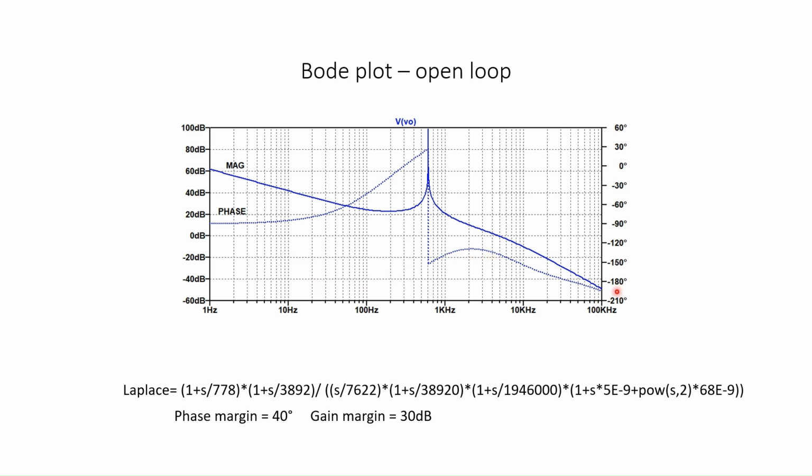At 180 degree phase, the gain is somewhere around minus 30 dB. So we have a very good gain margin. More than 20 dB is very good, and any phase margin more than 40 is quite good.